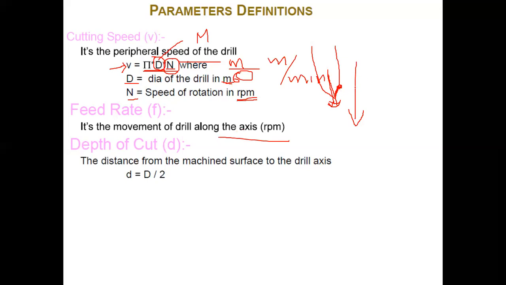So in one revolution, your drill bit is rotating 360 degrees about its axis. How much distance it goes into the workpiece in that revolution gives you the feed rate. And similarly, depth of cut.